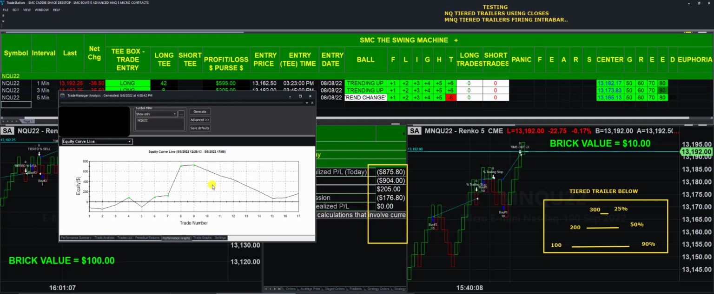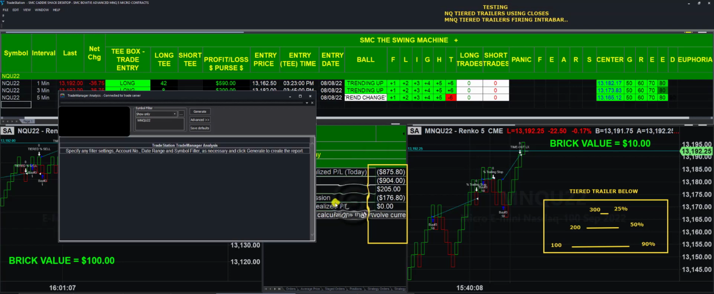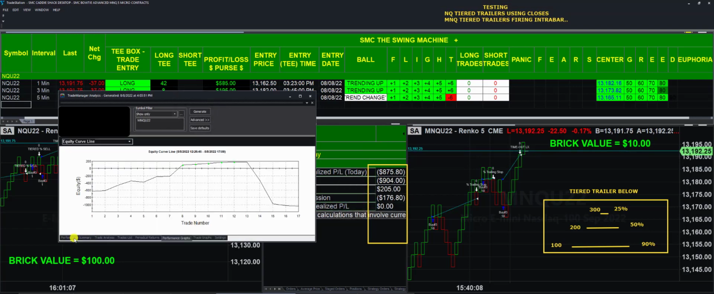So now let's go up here, and let's remove this symbol. Remove. And let's put in the MNQU. Now 10 of them is the exact same leverage. So we're going to be comparing apples to apples for this afternoon. Let's generate a report.